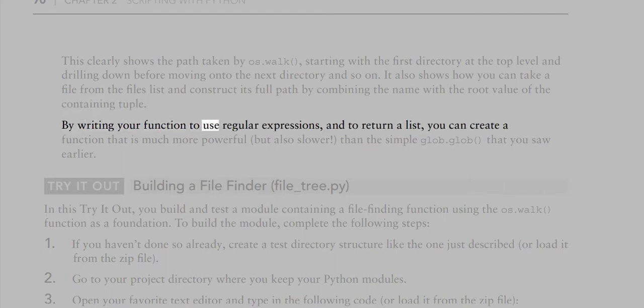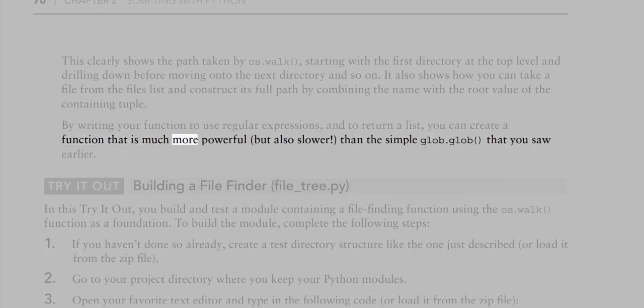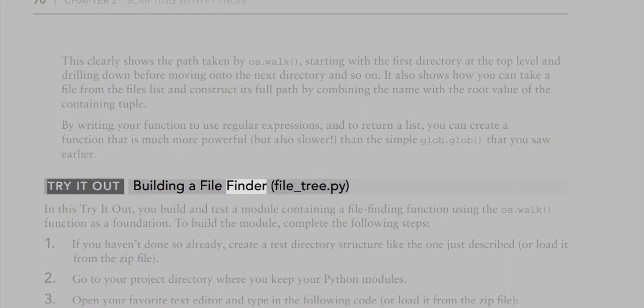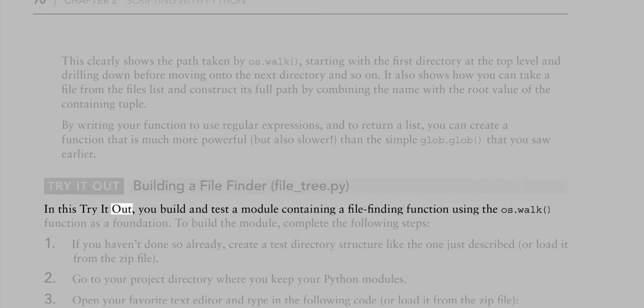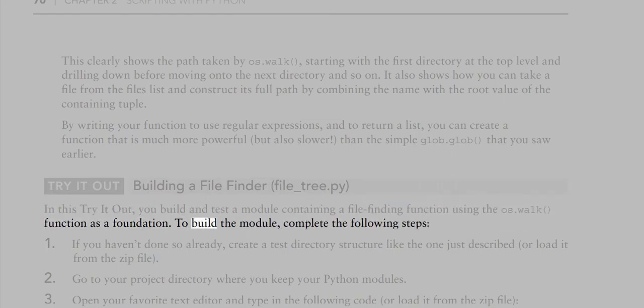By writing your function to use regular expressions, and to return a list, you can create a function that is much more powerful, but also slower, than the simple glob.glob that you saw earlier. Try it out: building a file finder, file_tree.py. In this try it out, you build and test a module containing a file finding function using the os.walk function as a foundation. To build the module, complete the following steps.